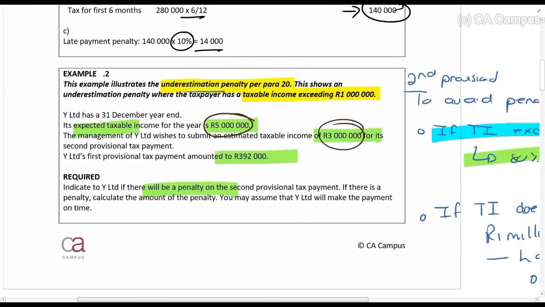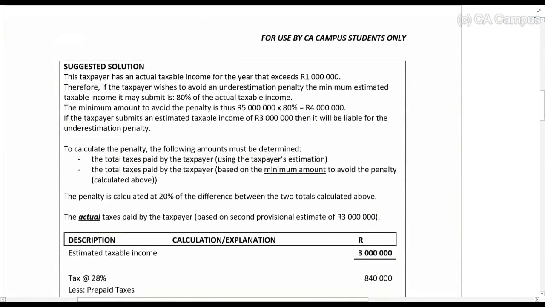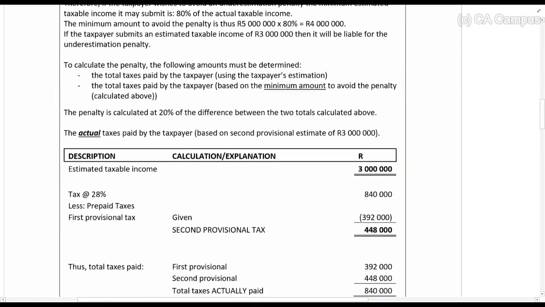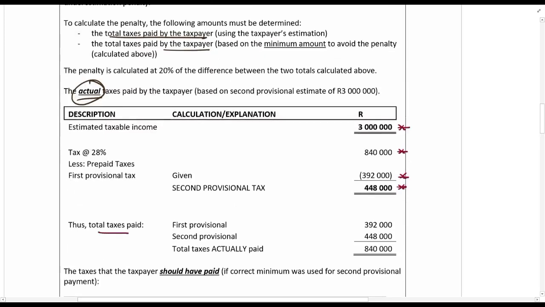Okay, so make sure that you see now how we do this calculation. You need to calculate what was the actual taxes paid by the taxpayer, and then the total taxes that they should have paid. So we first start with the actual taxes. This is the actual taxes they pay. They base it on 3 million rands, so tax at 28%, less the first provisional tax payment, gives us the second provisional tax payment. So the total taxes that they've paid is the first provisional tax payment and the second provisional tax payment. So they've paid a total of 840,000 rands in tax.